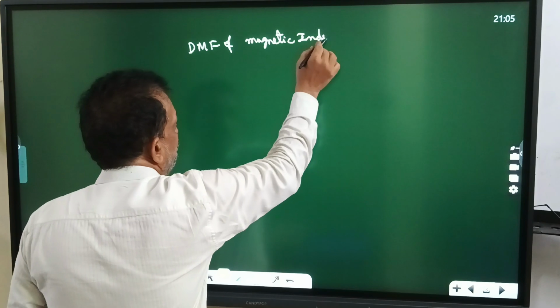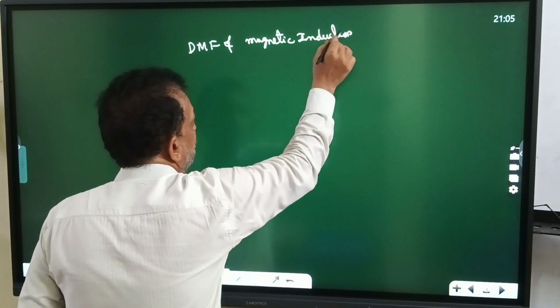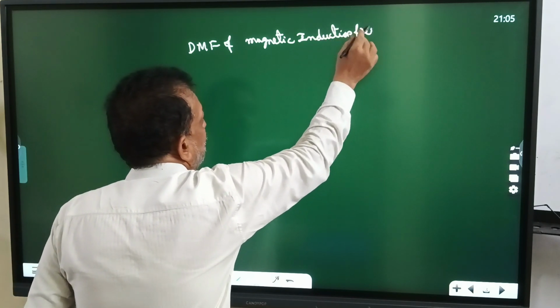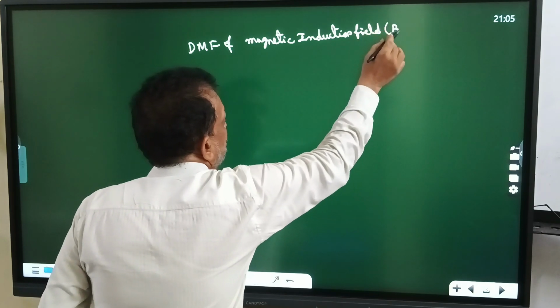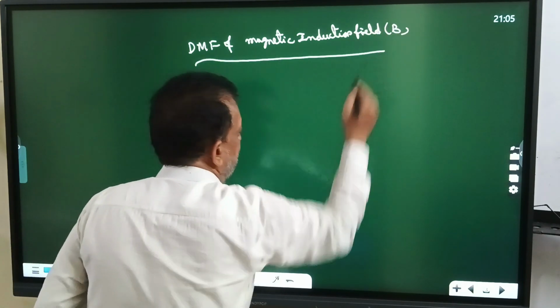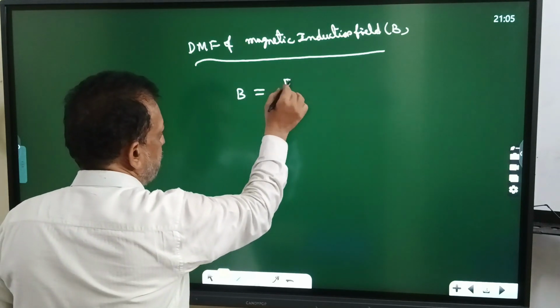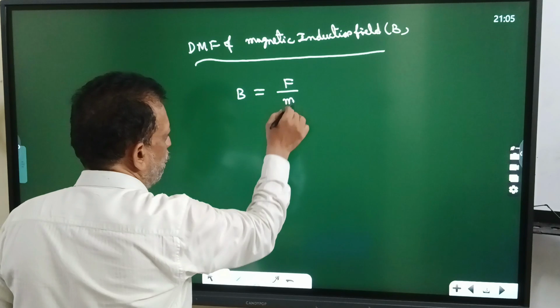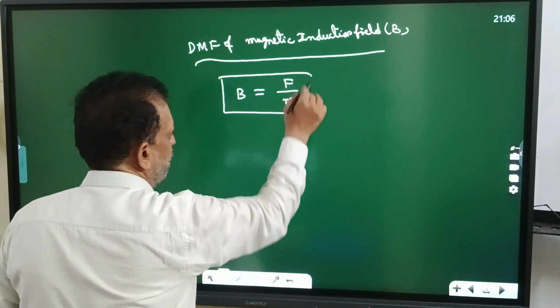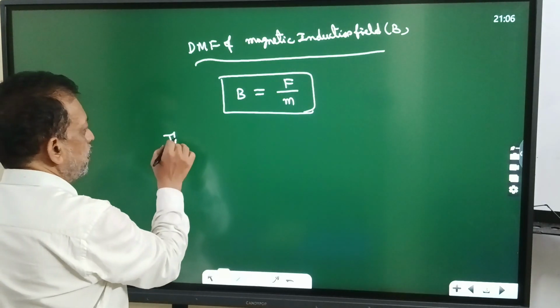Magnetic induction field. The symbol is B. So B is equal to F by M. The force experienced by a unit north pole kept at that point is called magnetic induction field. Right, that is the definition.